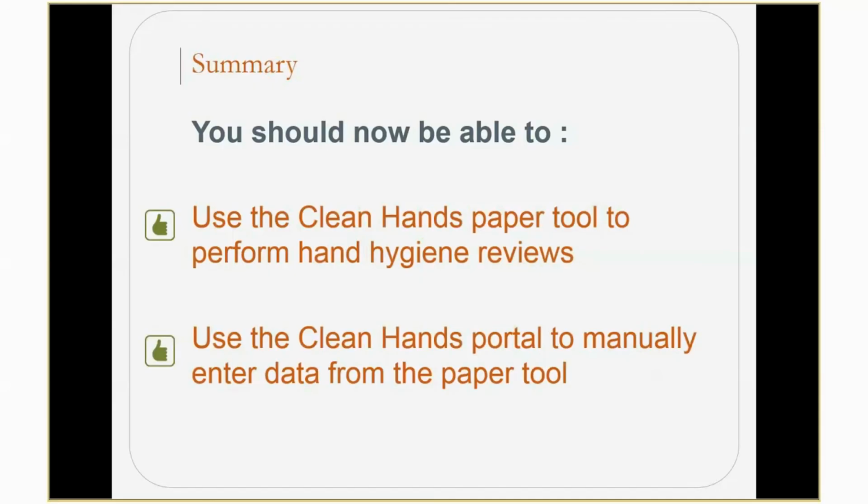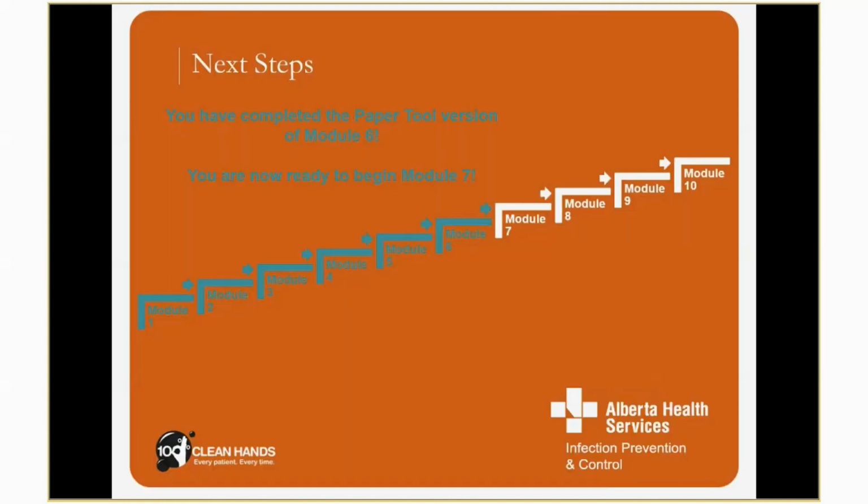You should now be able to use the Clean Hands paper tool to perform hand hygiene reviews, and use the Clean Hands portal to manually enter data from the paper tool. Congratulations! You've completed the paper tool version of Module 6. You are now ready to begin Module 7. If you will be using the paper tool and the iPad to perform hand hygiene reviews, you are required to complete the iPad version of Module 6 as well.